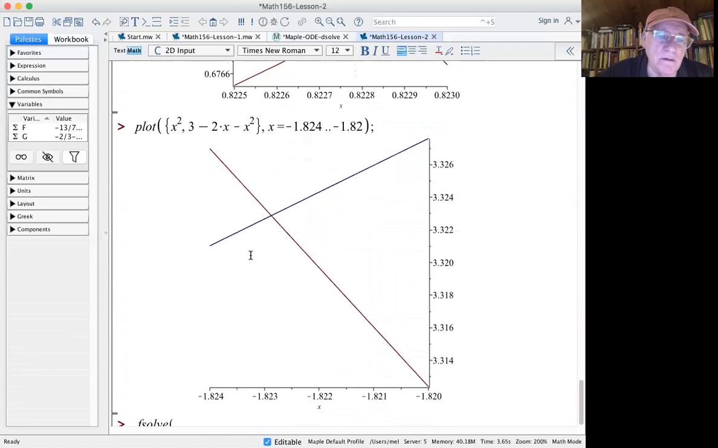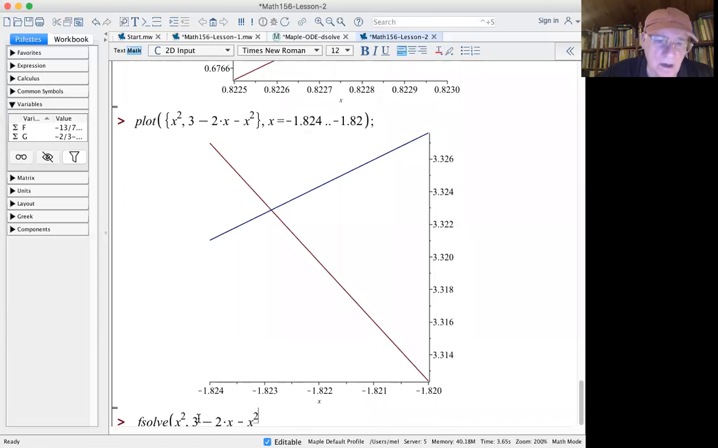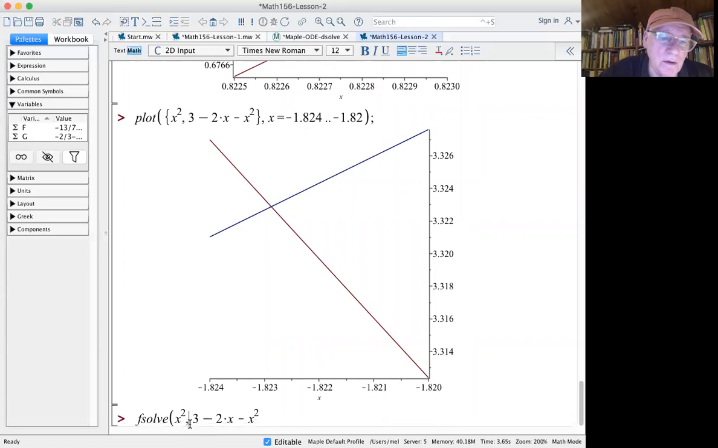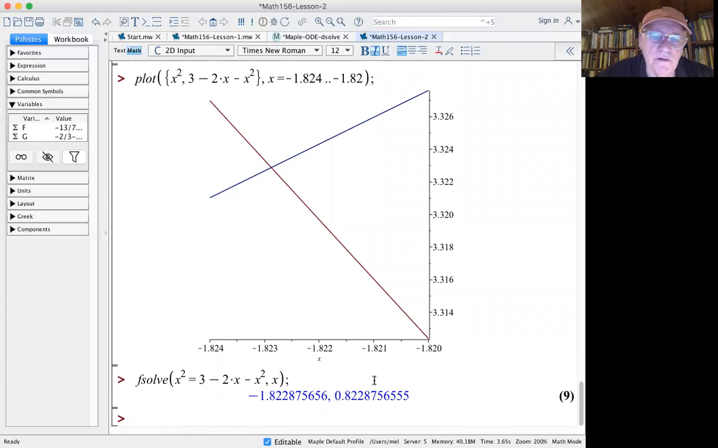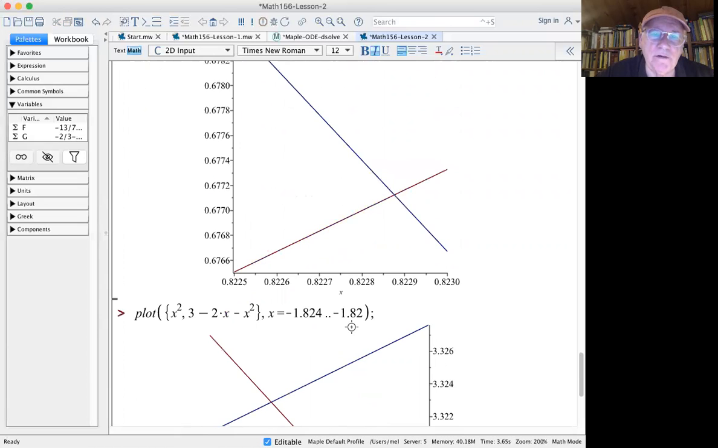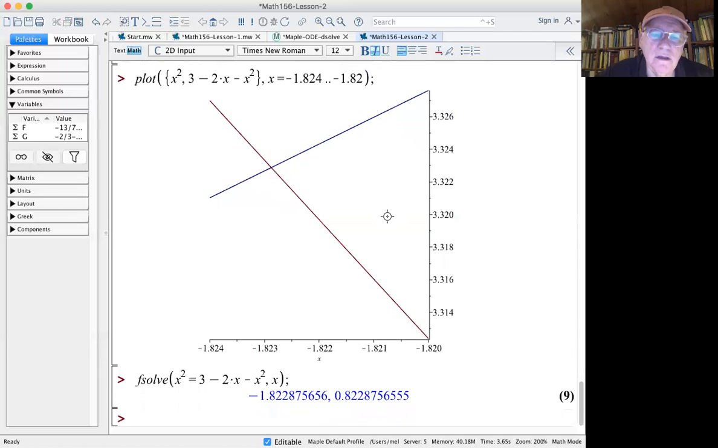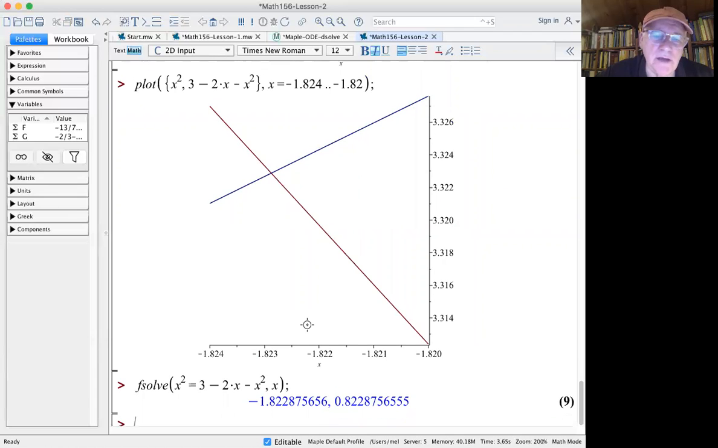So we're saying to Maple, solve the equation x squared equals 3 minus 2x minus x squared. Solve it for x. And this is what we get. 0.822 and minus 1.822. 0.822 something. Yeah, exactly what we saw graphically. So that's very nice.